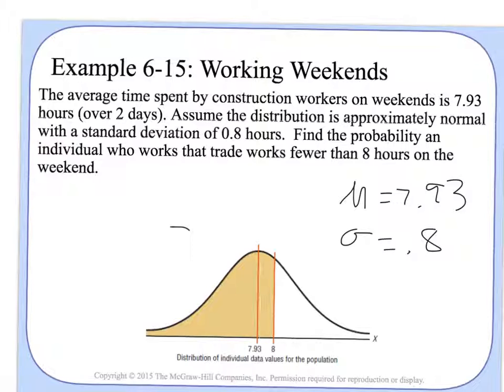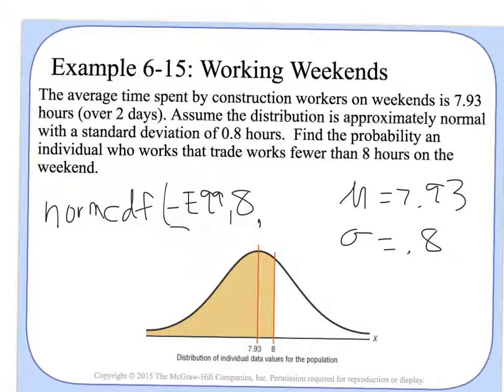So fewer than 8 means 8 or less, so we're going from negative infinity all the way to 8. And you don't go to 7 because we can go to 8 because it could be 7.99, 7.999. So we go ahead and put 8. And then your mean and your standard deviation. Okay, and your standard deviation is 0.8 here. Okay, make sure you type that in correctly.